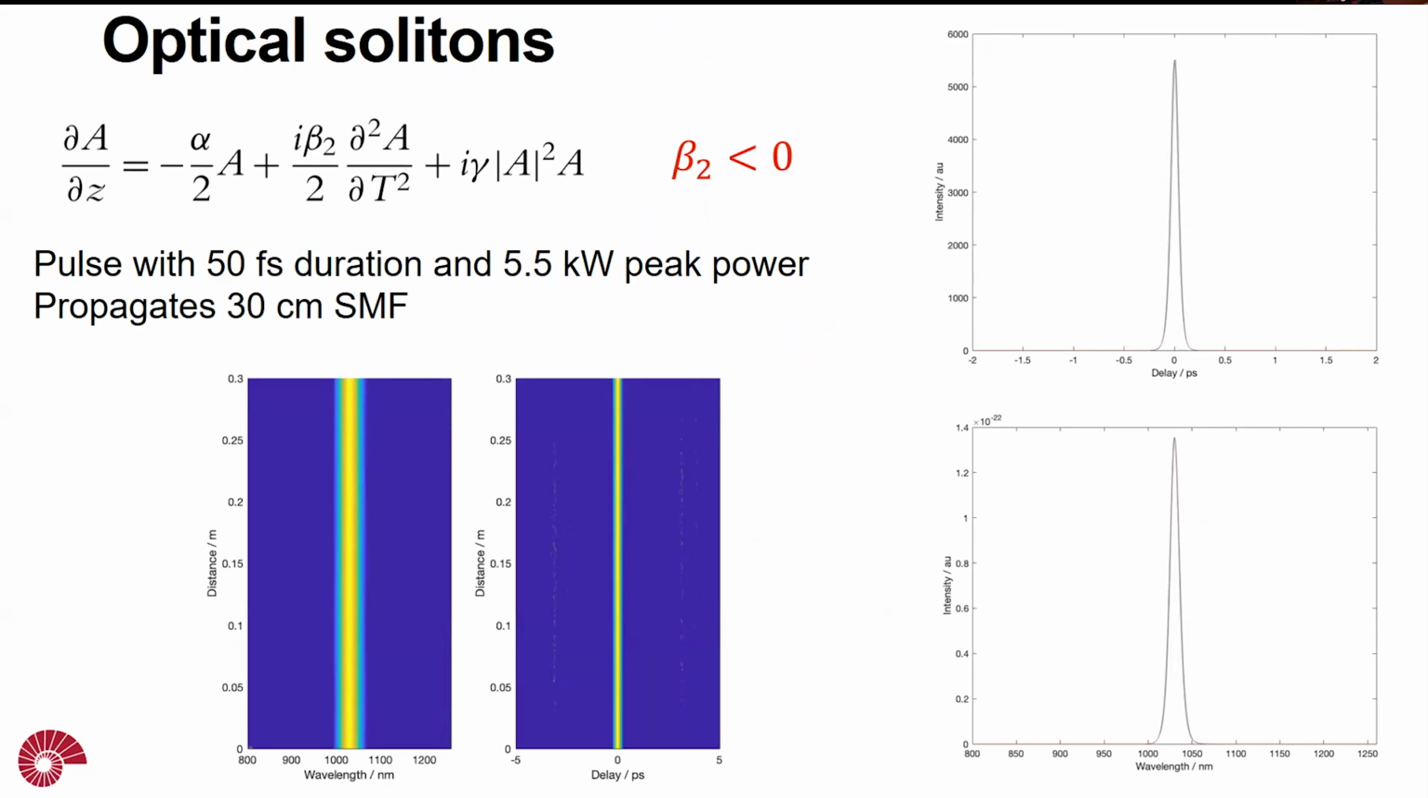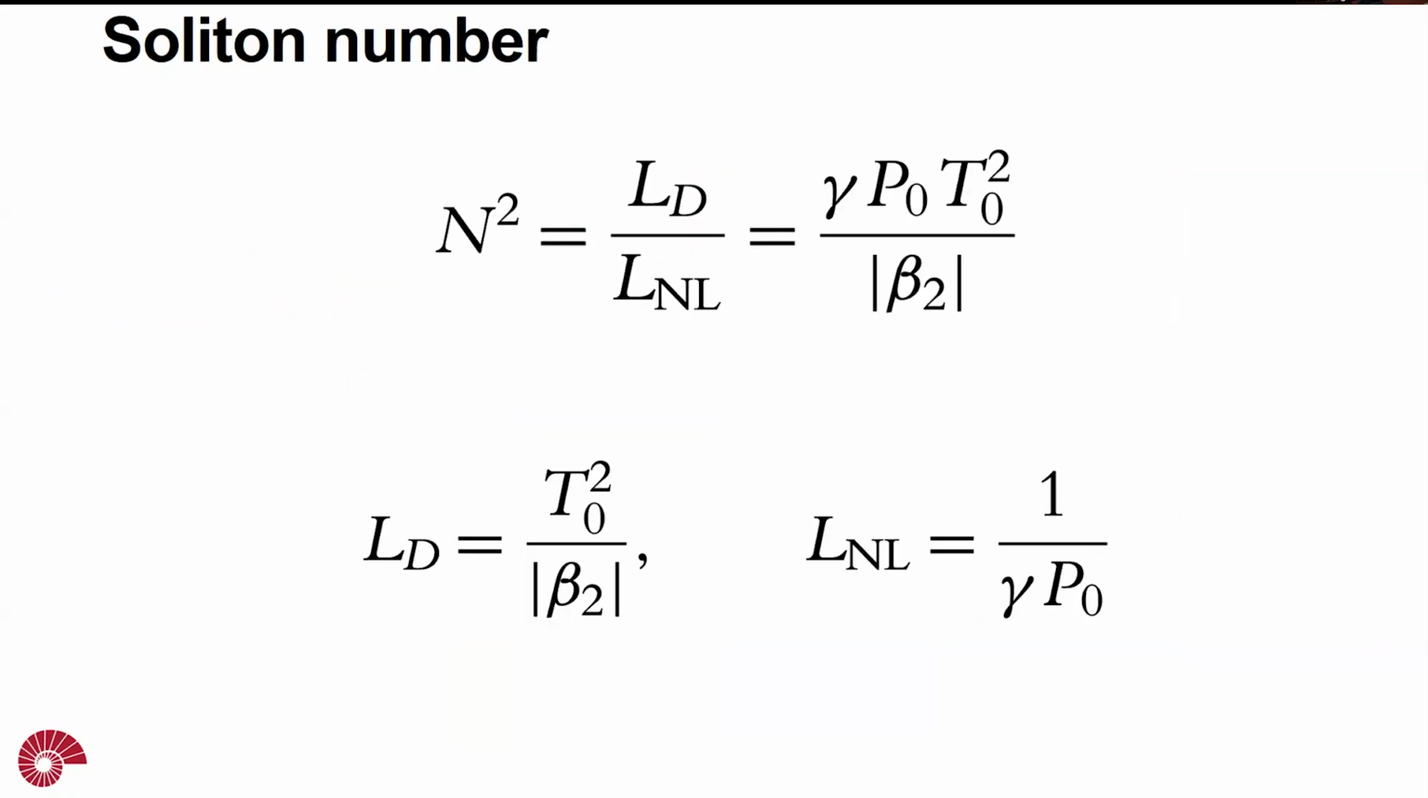And whatever you send to the piece of fiber, it will glow. Okay? And it will not change at all. And we call it a soliton, historically speaking, because it's a solitary solution of the wave equation. And as you can see, nothing changes, even though you have 5 kilowatt peak power.